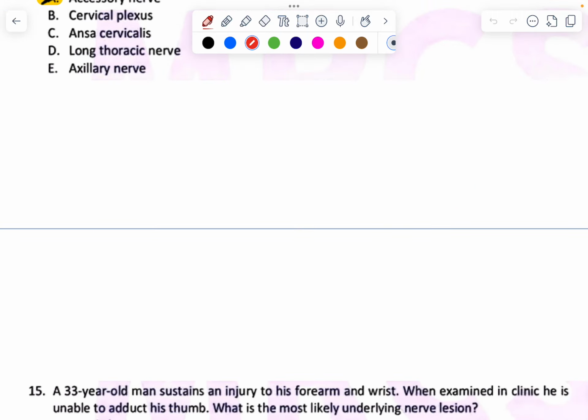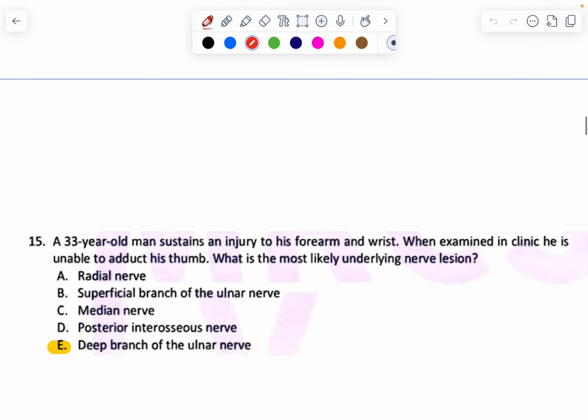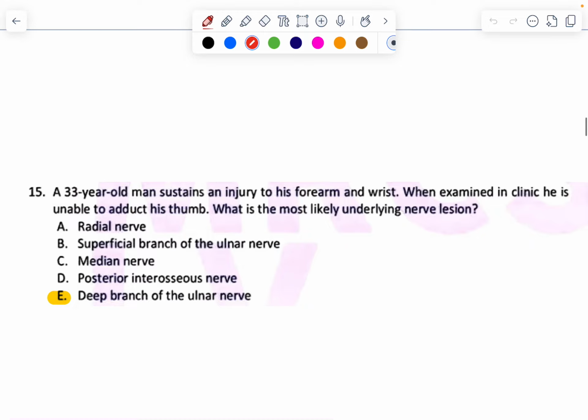A 33-year-old man sustained an injury in the forearm and wrist. When examined in the clinic, he is unable to adduct the thumb. Adduction of the thumb is by the median, ulnar nerve. Sorry, it's the deep branch of the ulnar nerve. Superficial and deep, two branches are there.